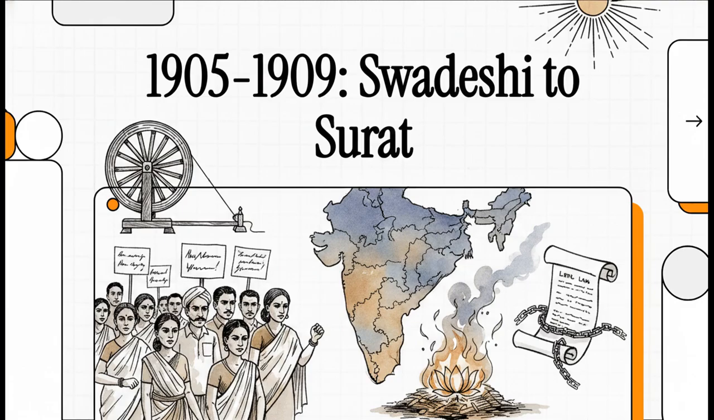In reality, this seemingly failed movement actually forged the absolute blueprint for modern India's struggle for independence. The tactics, the bitter divisions, and the laws locked into place during these 4 crucial years literally set the stage for the rest of the 20th century. Let's get right into it.